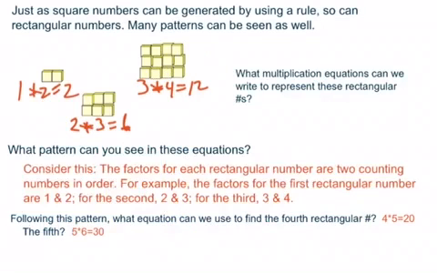Well, hopefully you would tell me for the 4th rectangular, I'm going to do 4 multiplied by the next counting number of 5. And for the 5th one, 5 and the next counting number times 6 equals 30. It's really a good pattern to notice in these rectangular arrays.